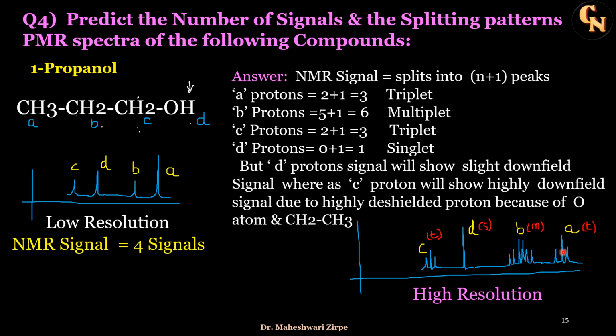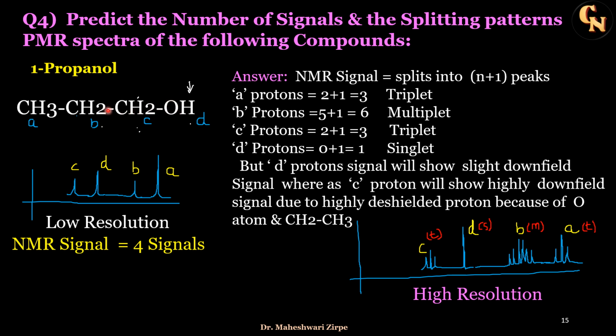The A protons, because they are shielded, will be more towards delta equal to 0. Then a little less shielded are the B protons. D is highly de-shielded because of the oxygen, and the C protons will be highly de-shielded because of the two groups.